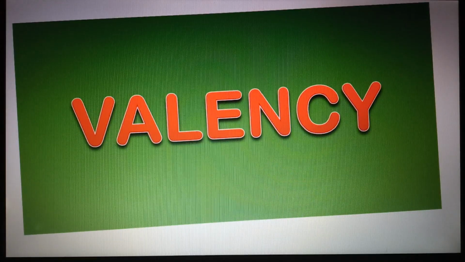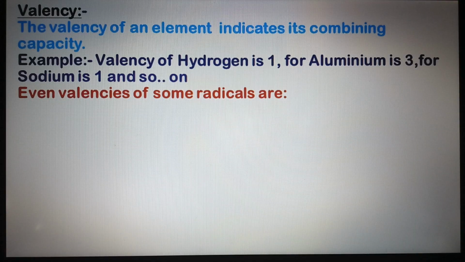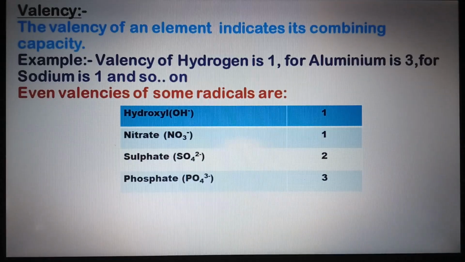Valency. Let us understand in more detail what we mean by the term valency. Valency of an element indicates its combining capacity. That is, the combining capacity of any element is considered to be its valency. Example, the valency of hydrogen is 1, for aluminium it is 3, for sodium it is 1, and so on. Even valencies of some radicals are given below.